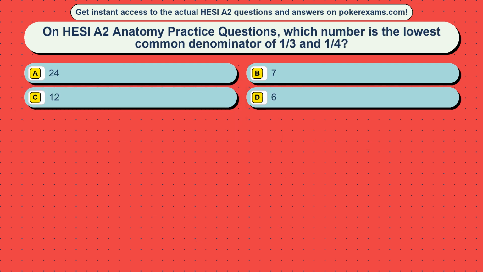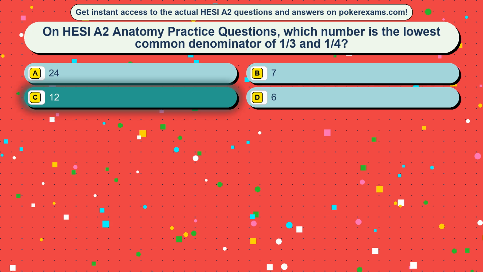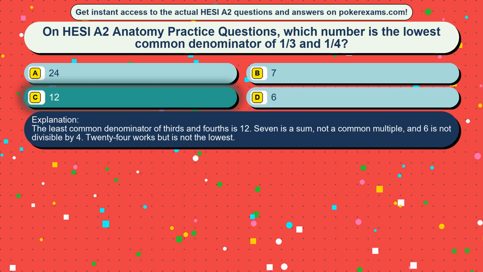Question 44. On HESI A2 anatomy practice questions, which number is the lowest common denominator of 1/3 and 1/4? Option A, 24. Option B, 7. Option C, 12. Option D, 6. The correct answer is option C, 12. The least common denominator of thirds and fourths is 12. 7 is a sum, not a common multiple, and 6 is not divisible by 4. 24 works but is not the lowest.